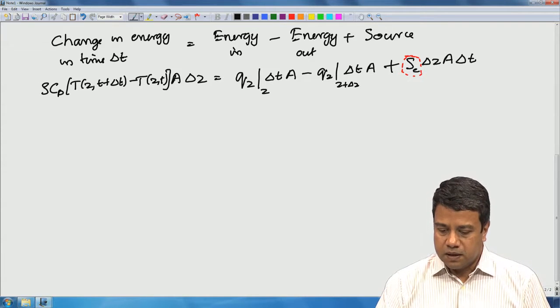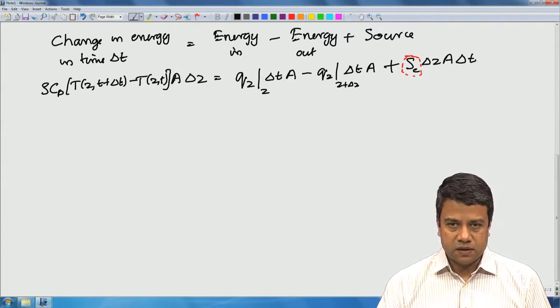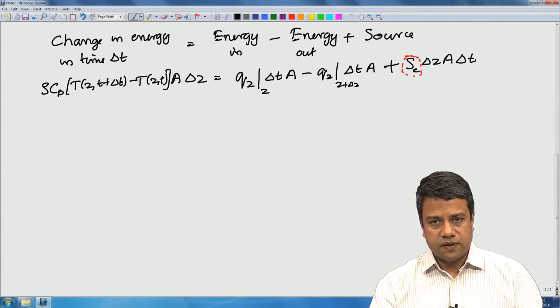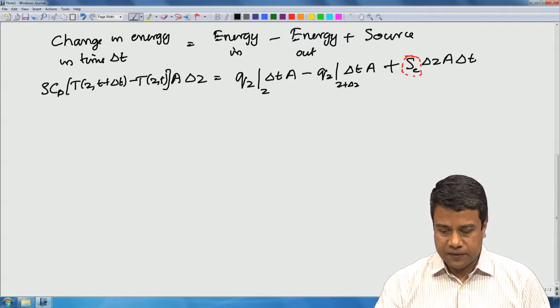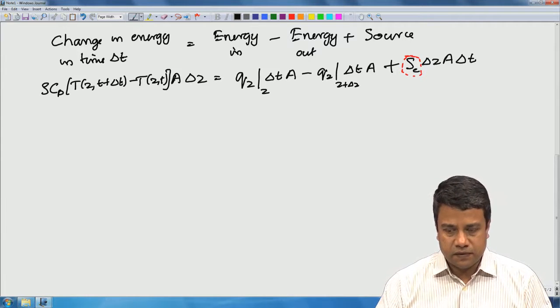And once we have this, we can divide throughout by the volume A times delta z, and divide throughout by the time delta t, to get an equation. So, you write down for each differential volume and for each interval of time, divide by the total volume and divide by the time interval.